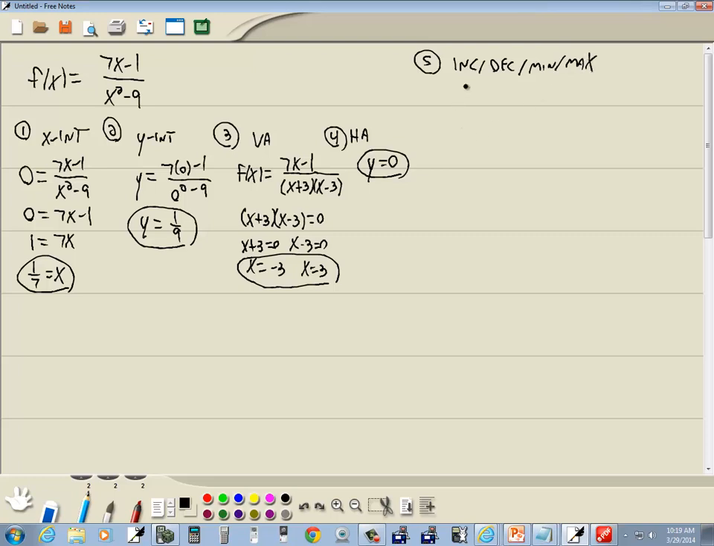Okay, increasing, decreasing, min and max. We need to find our derivative. It's going to be quotient rule. This top part will be p and the bottom part will be q. We need p prime. Derivative of 7x minus 1 is 7. We need q prime. The derivative of x squared minus 9 is 2x. Our formula is p prime q minus p q prime over q squared.